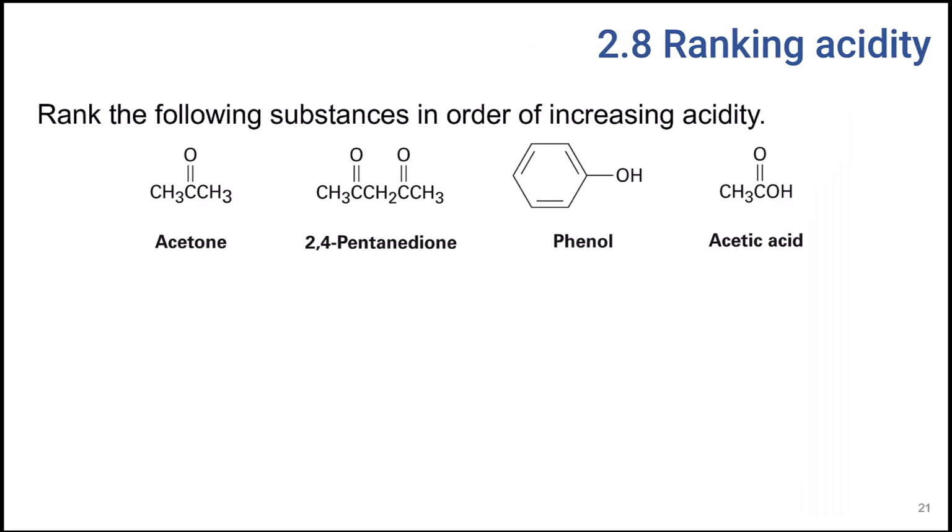So if we're looking to rank the following substances in order of increasing acidity, so let's say 4 is most acidic, 1 is least. We can look at the pKa values on the last slide, and for the pKa of acetone, this is 19.3. For pentane dione, this is around 9. And that's this proton right here we're looking at. For acetone, it was one of these, and for the pentane dione, it's the one in the middle there. For phenol, it's around 9.9, and for acetic acid, it's 4.76. The weakest acid has the highest pKa.